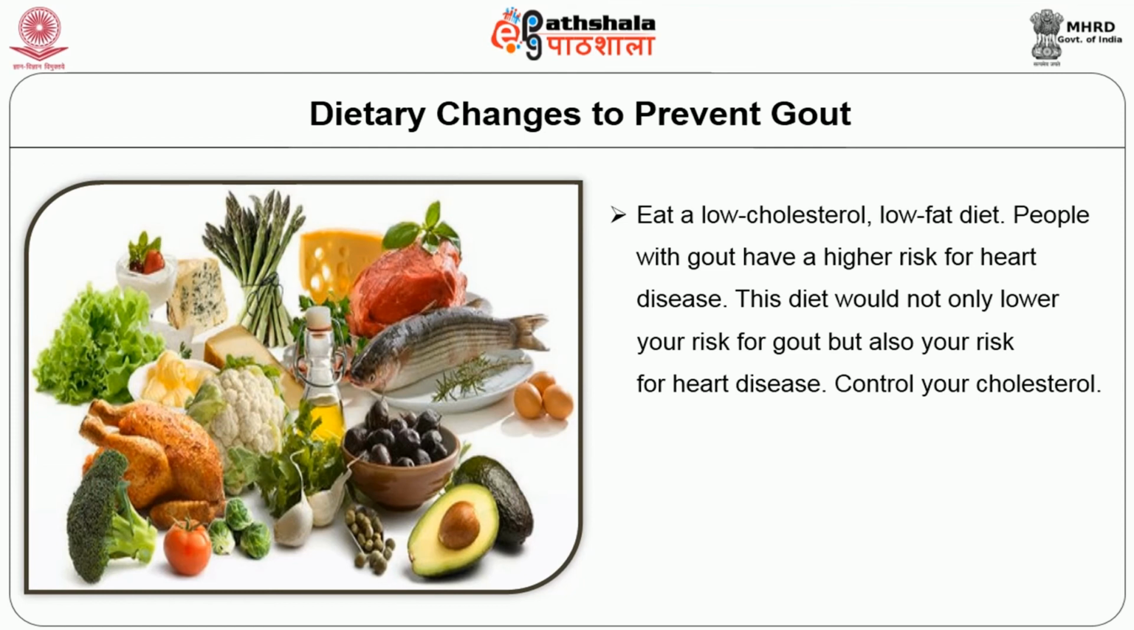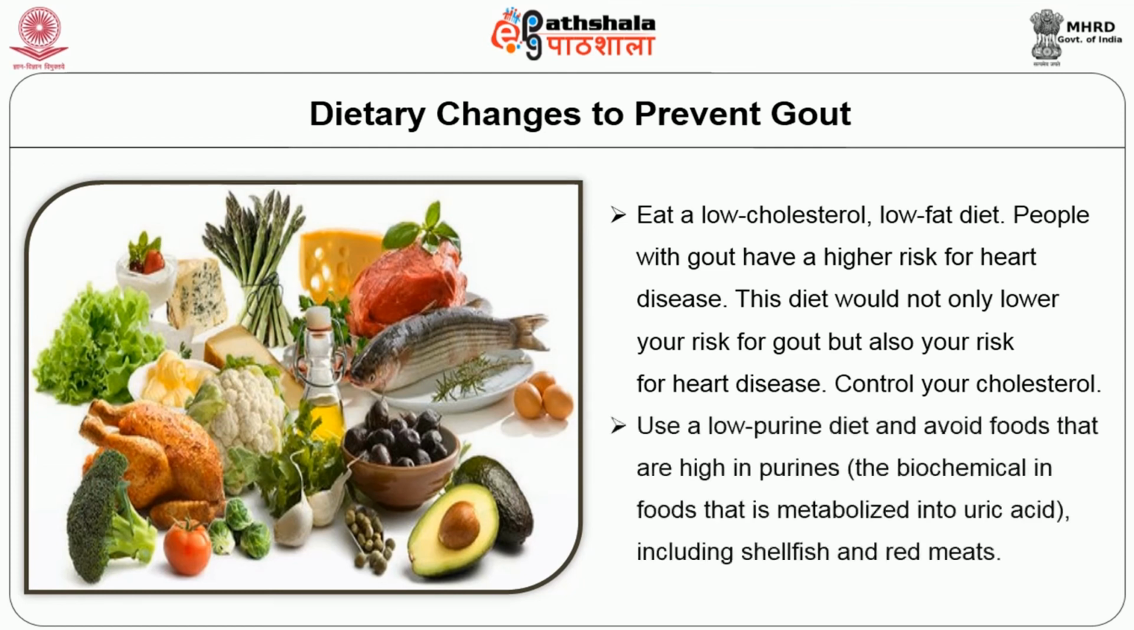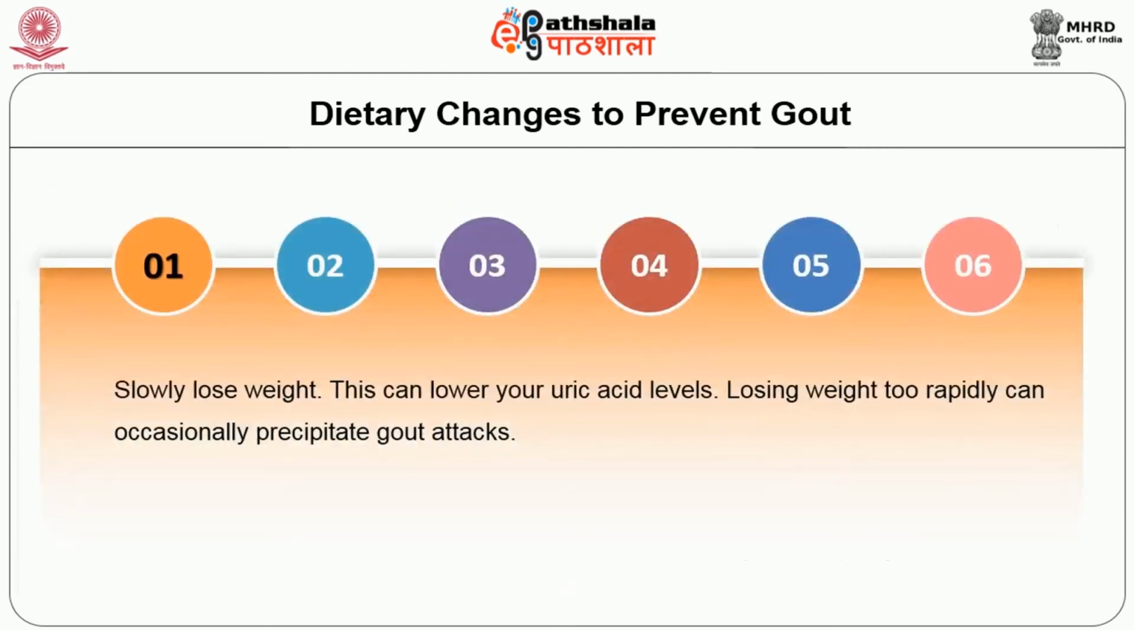Use a low purine diet and avoid foods that are high in purines. The biochemical in food that is metabolized into uric acid is the problem, including shellfish and red meat, which should be avoided. Slowly lose weight. This can lower your uric acid levels. Losing weight too rapidly can occasionally precipitate gout attacks also. So one should be very careful in this.